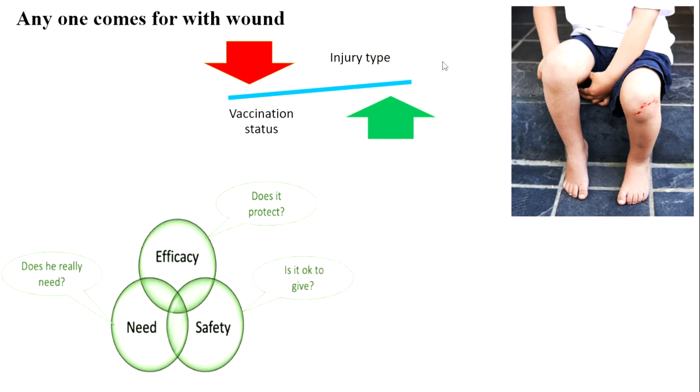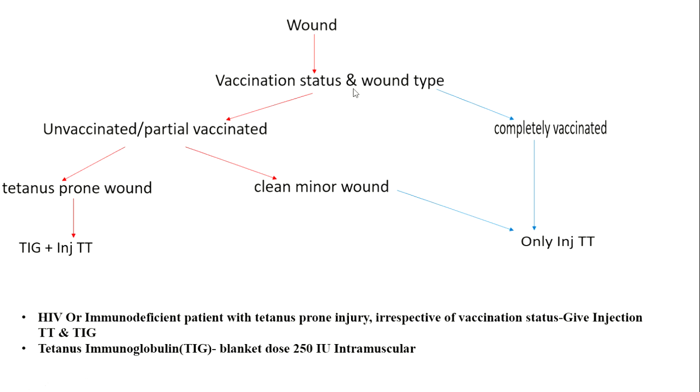Then based on these two questions, you will be able to decide whether he needs vaccination, whether the vaccination will be protective if we give it, and whether it is safe to give the vaccine in this patient. So this is a flow chart showing the approach to this type of patient. If the patient is unvaccinated or partially vaccinated and has a tetanus prone injury, then he will need TIG, that is tetanus immunoglobulin, and injection TT. And if he has a clean minor wound, then he will only need injection TT.